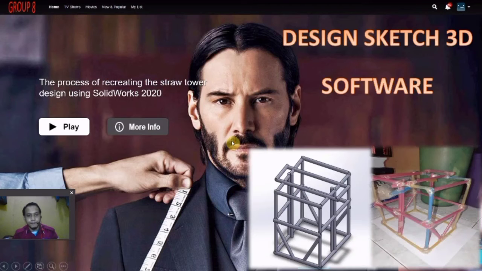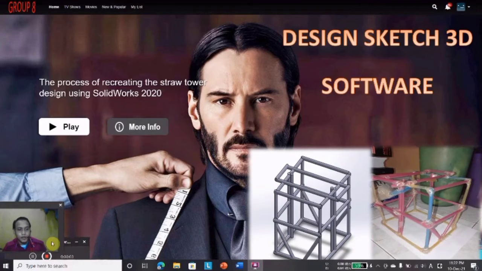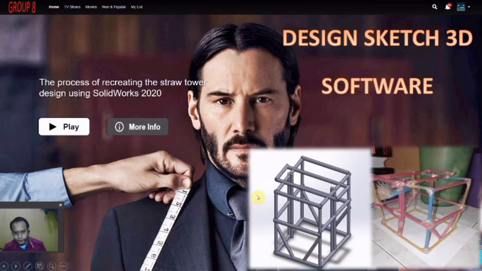After that, I will discuss the 3D design sketch software. In this subtopic, I will explain the process of recreating the straw tower design using SolidWorks 2020. As we look at this diagram, this is our creation using the 3D software SolidWorks 2020. This is the 3D sketching design in the software, and it is the prototype that we built.